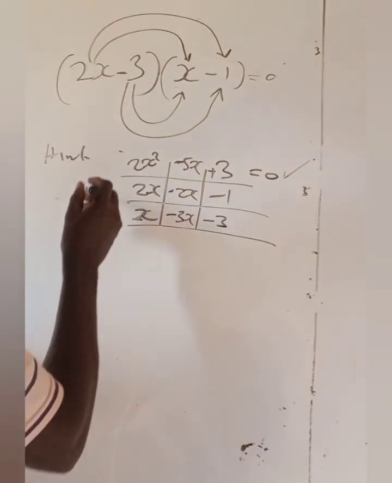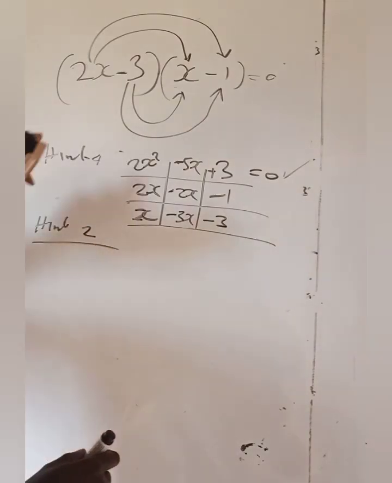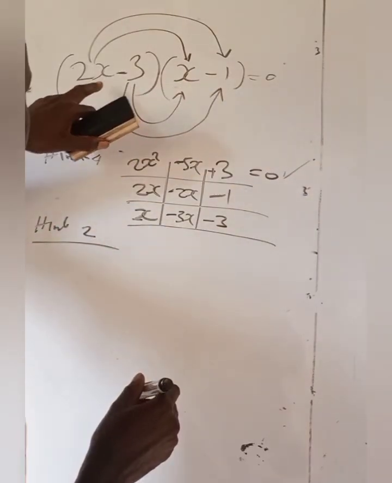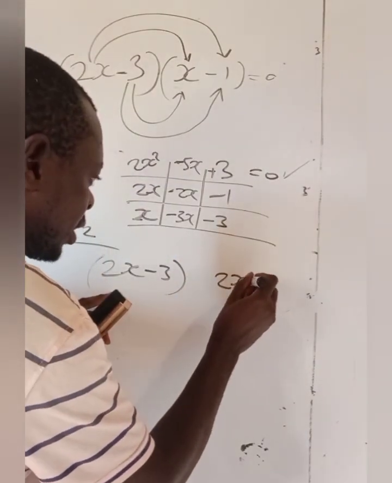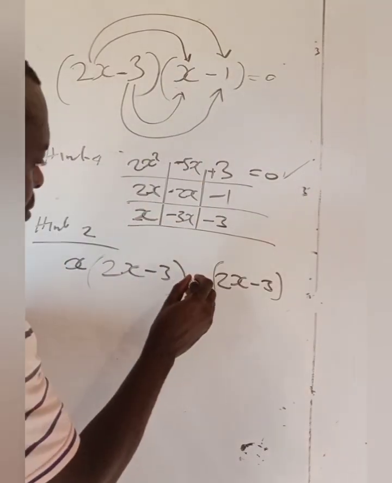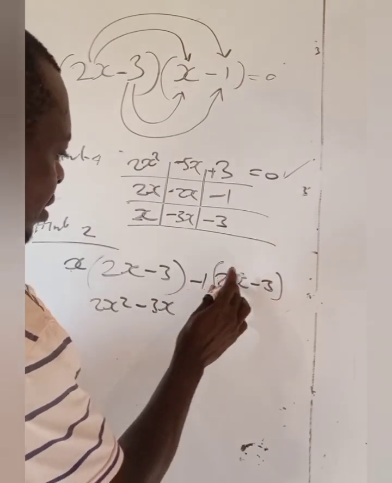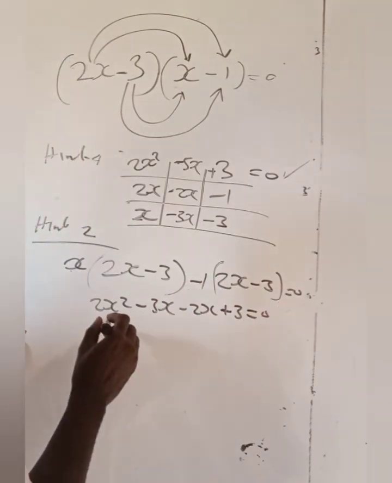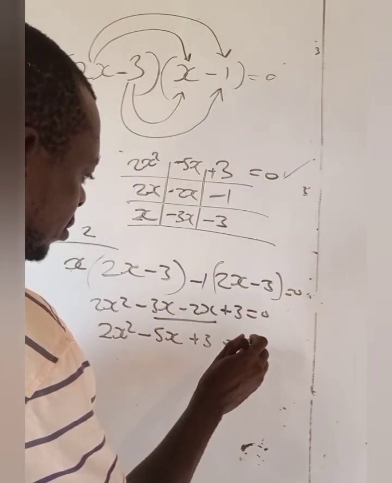Now, hint number 2, that was hint 1. Hint number 2, if you want to expand, you can take this part and repeat it twice. Let me take this part first. So you shall have 2x minus 3. Repeat it, but leave some space. So you have 2x minus 3. Now what was remaining of this part was x minus 1. So put x here, and then -1 here. Now multiply. This time this you get 2x squared. This time this you get -3x. This time this you get -2x. This time this you get +3 is equal to 0. So these are common. So you add them, -5x plus 3 is equal to 0.